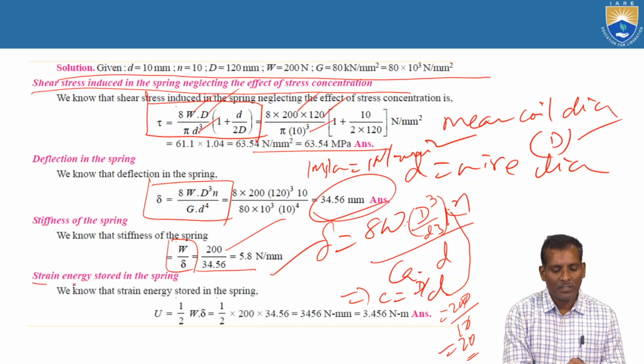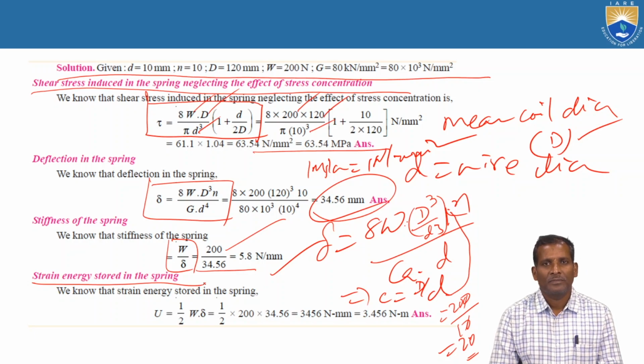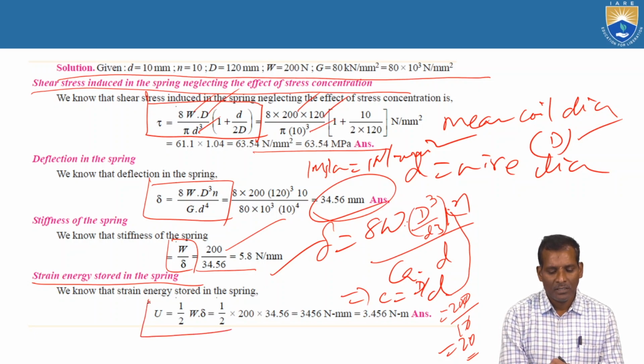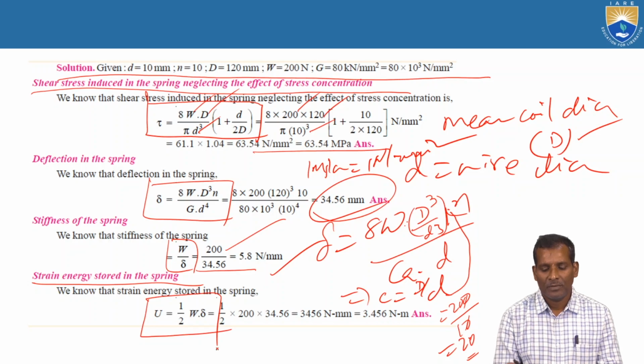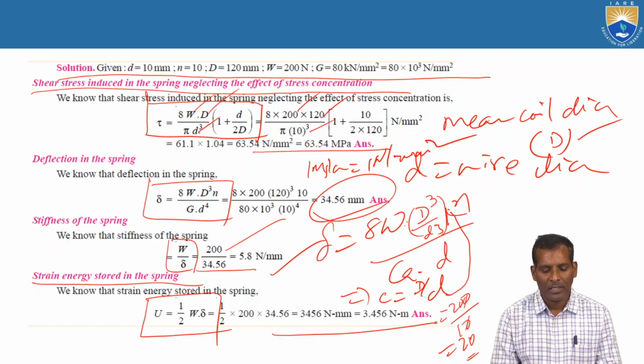Next one is strain energy stored in the spring. The strain energy is half into W into delta. So apply this relation, calculate, and you will get 3.456 Newton meter.